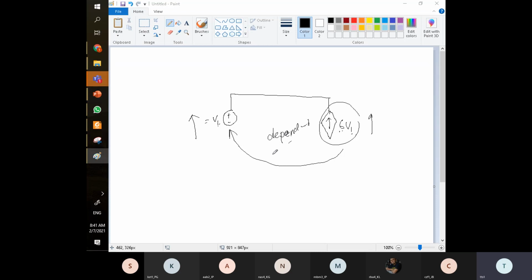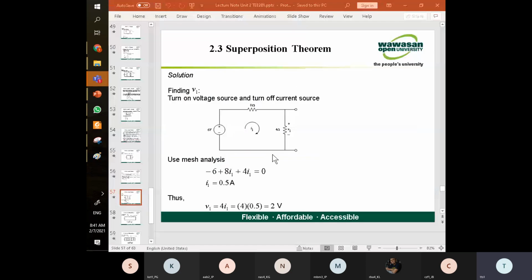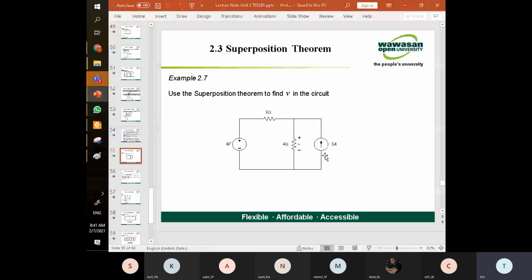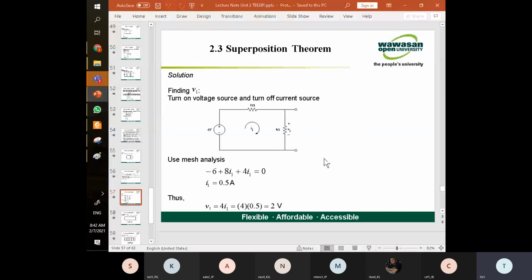But in this example, they are totally independent, right? One supplies the 3A, one supplies the 6 volt. So they are considered independent sources. In this scenario, you can use the superposition theorem.